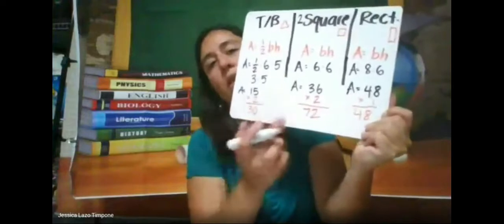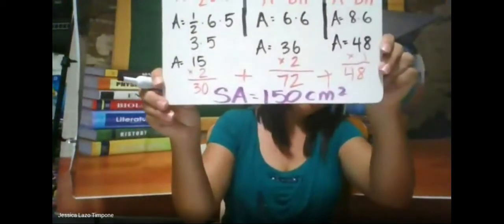Then I'm going to take my 30, my 72, and my 48, and I'm going to add them all together. And I'm going to get a surface area of 150 centimeters squared, because again, it is flat, so its area, it is 2-dimensional.